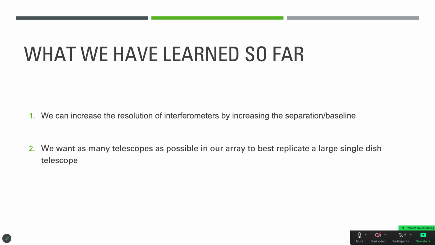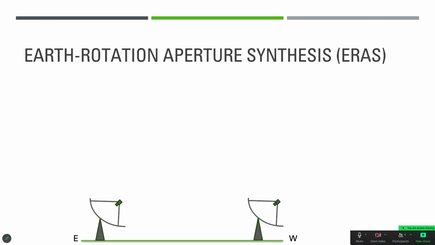So what have we learned? Well, we can increase the resolution of interferometers by increasing the baselines, the separation between them. And we want as many telescopes as possible inside that array so it comes closest to a single dish telescope. But unfortunately, we can't literally cover the face of the Earth with them, even though some radio astronomers would really like to do that.